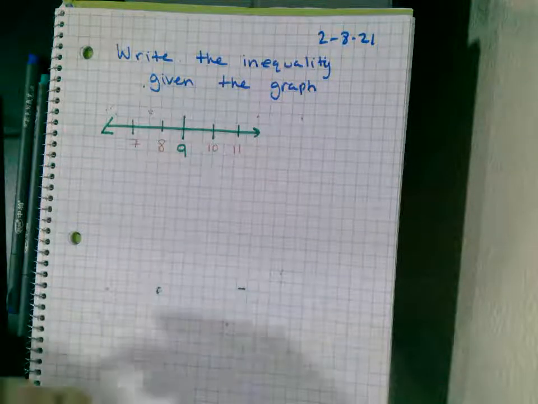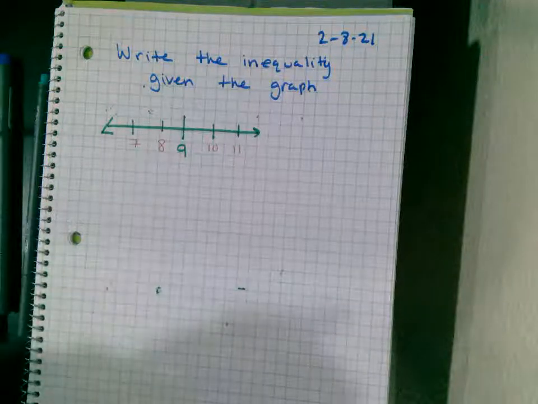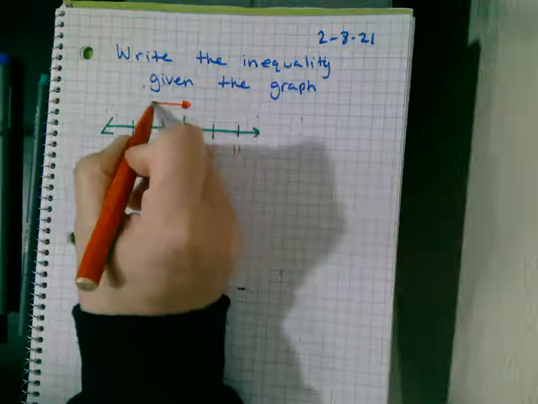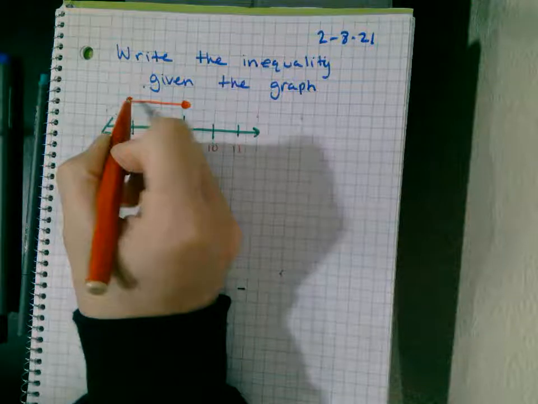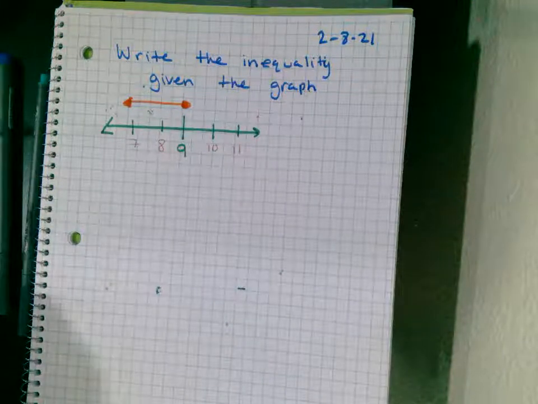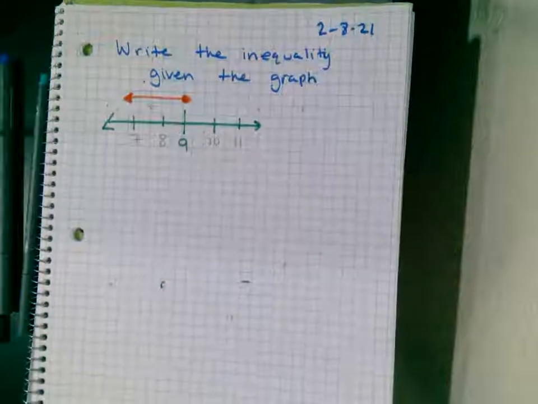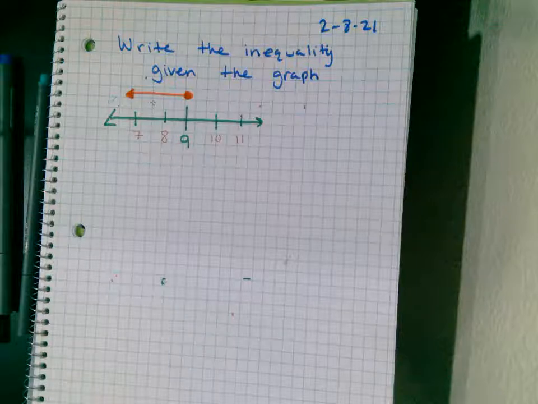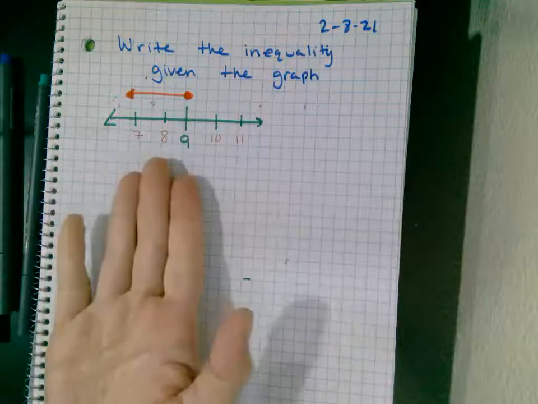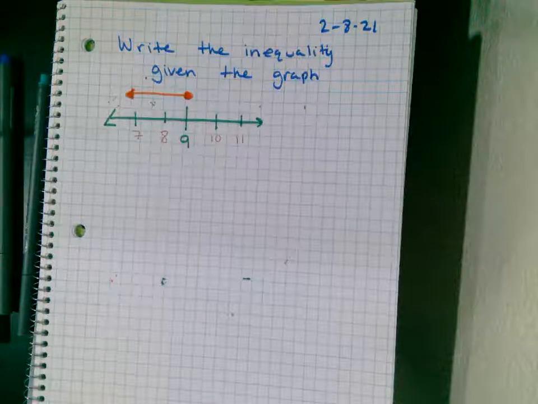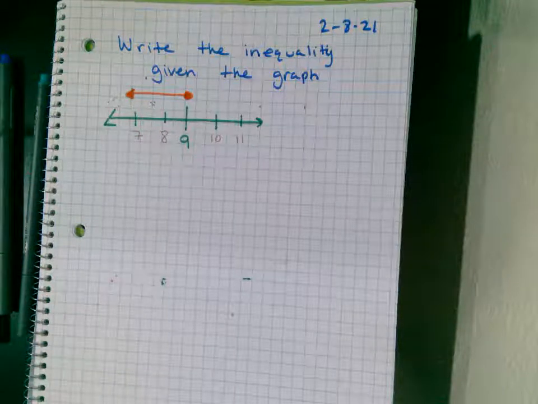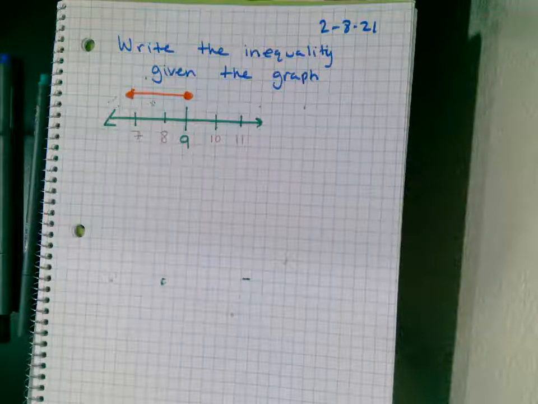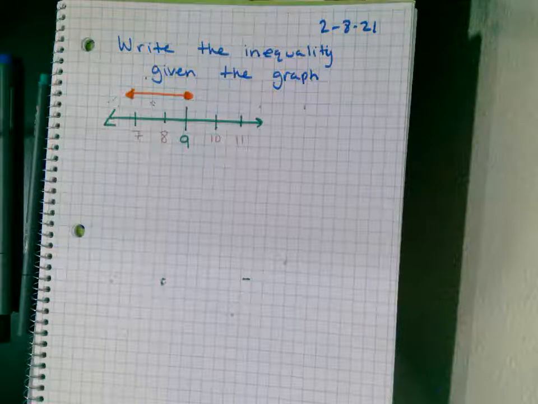So this is a graph. Yes, I want you to copy it. Man, I have horrible writing. Write the inequality given the graph. So here is the graph, right? I want you to tell me what's the inequality shown by this graph. What is the inequality shown by this graph?